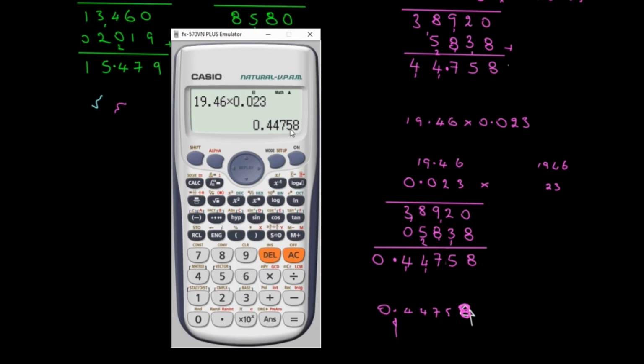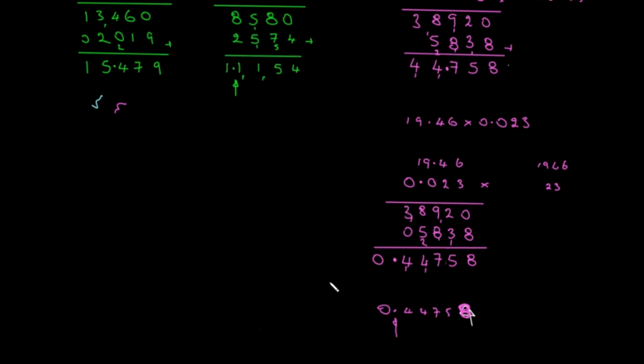Okay, 44758. You see, it works. Once you get used to it, it's fairly fast. If you know your number bonds, you know. Right, I'm going to leave it there.